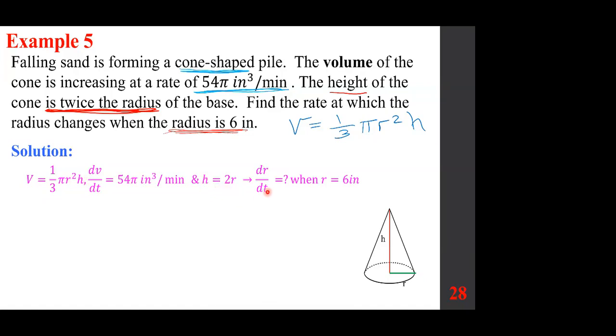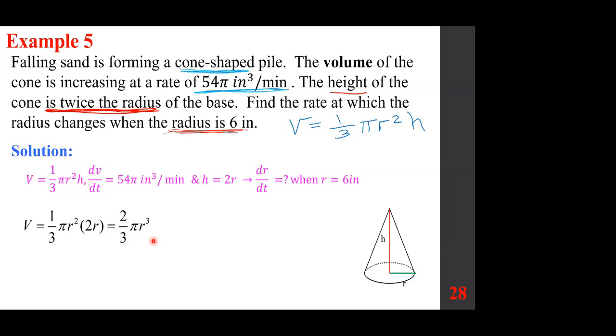Because I want dr/dt, I'm going to replace the h with 2r. If the question was asking for dh/dt, then I'm going to replace the r here. How? r is h over 2. Do you follow what I'm saying? So we're going to stick with h equals 2r and replace it. When we replace the h with 2r, it becomes 2/3 pi r cubed.